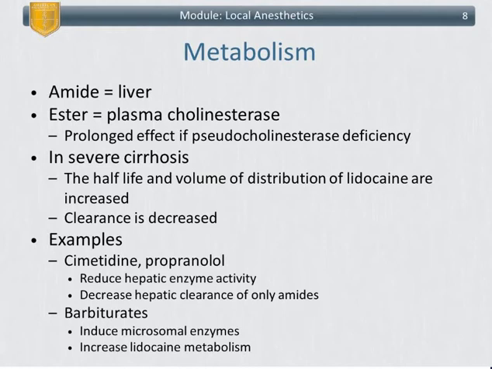How are these drugs metabolized? So it's different, right? The amides are liver metabolized. The esters are metabolized by plasma cholinesterase enzymes. So if there's a pseudocholinesterase deficiency, you may see a prolonged effect with an ester anesthetic. In a case of severe liver cirrhosis, the amides are going to be more affected, so you see the half-life and the volume of distribution are increased for amides such as lidocaine. Clearance is decreased.